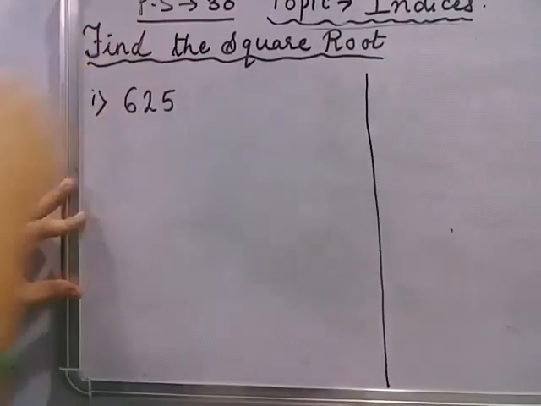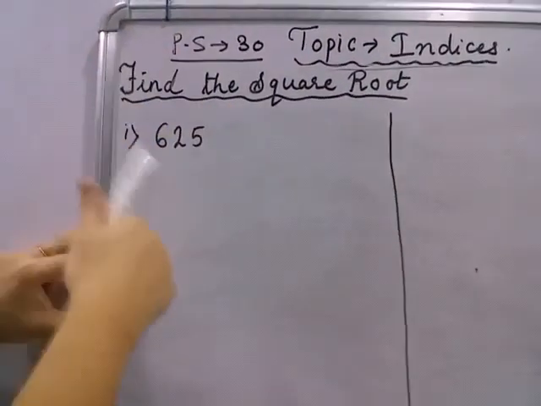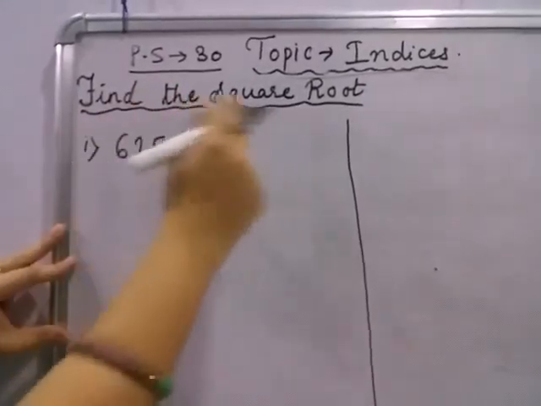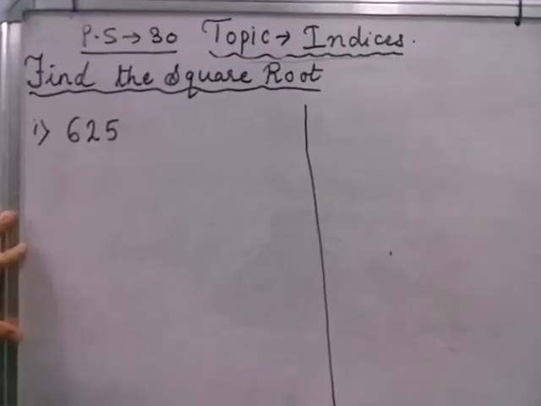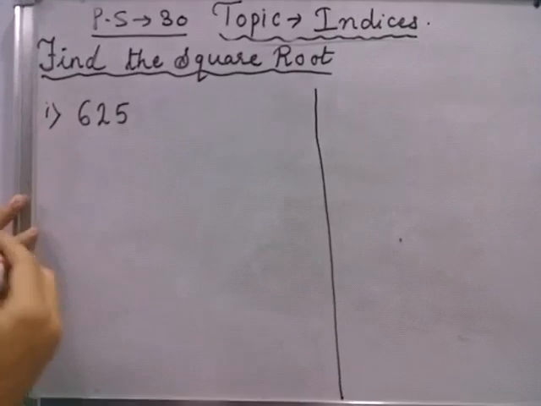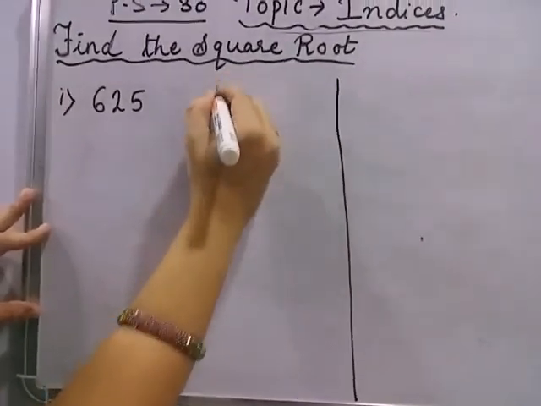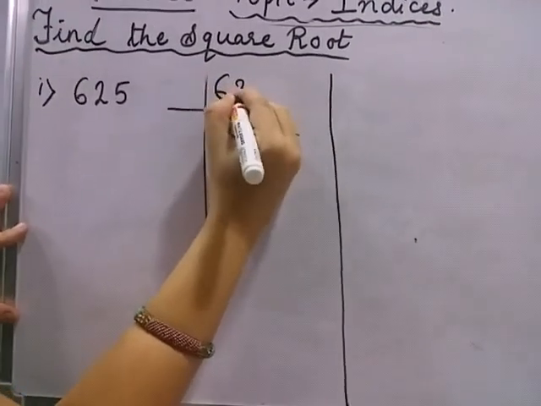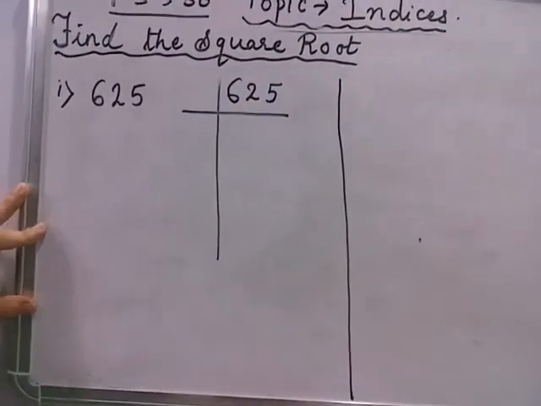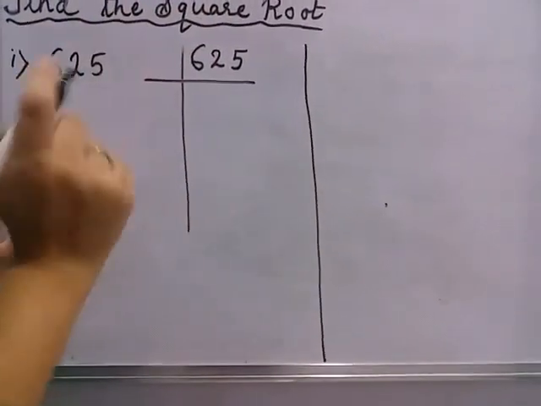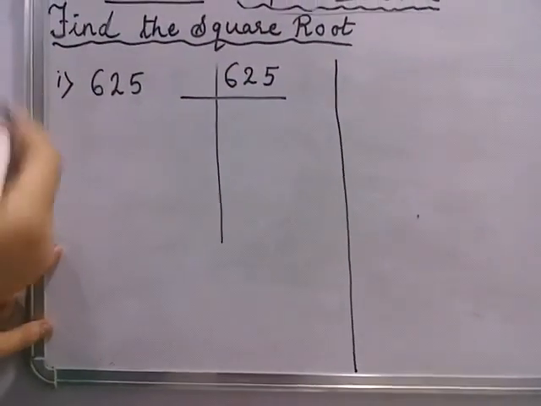Okay, student, let's start with practice set 30. From there I will explain the method of how to find the square root. We are going to find the square root by the factorization method. The method which we used in the HCF lesson, the same method we are going to use. We draw the vertical and horizontal line, and on one side you write down the number 625. Then you use the test of divisibility to find which number 625 will divide by.